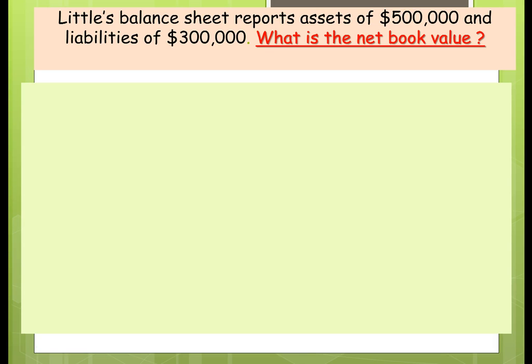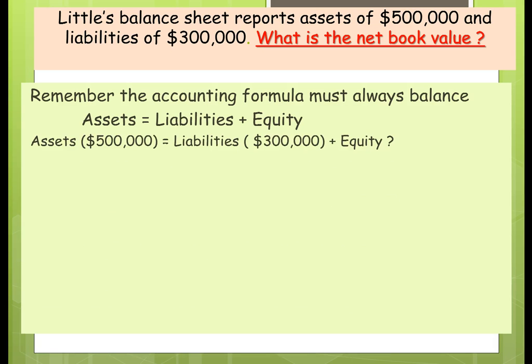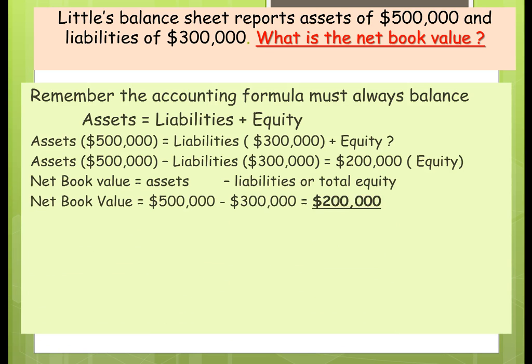Little's balance sheet reports assets of $500,000 and liabilities of $300,000. What is the net book value? Remember, the accounting formula must always balance. So assets equals liabilities plus equity. If we know the assets equal $500,000 and the liabilities equal $300,000, we can solve for the equity. So we know we have $200,000 in equity. The other thing to remember is sometimes all we're going to get is the equity. So we need to remember that net book value equals assets minus liabilities, or the total equity.